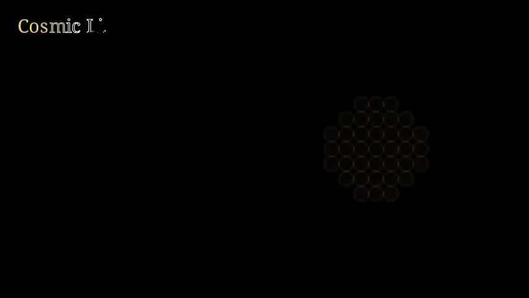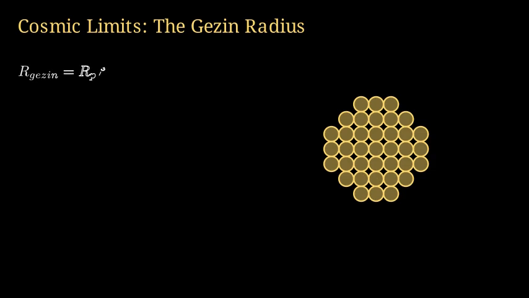Finally, we scale to the absolute limit of the cosmos. Because gravity is a shadow, it cannot exceed 100% opacity. Black hole singularities are physically impossible. The collapse stops at the Gezin radius, which scales strictly with the cube root of any mass based on the physical packing limit of the 0.84 femtometer nucleons.